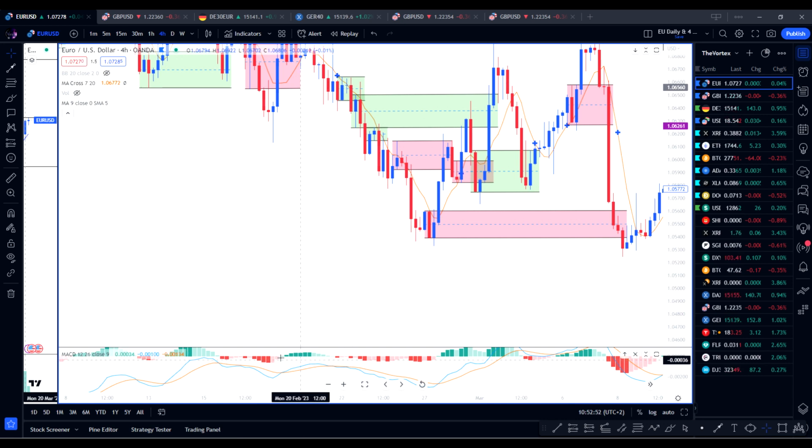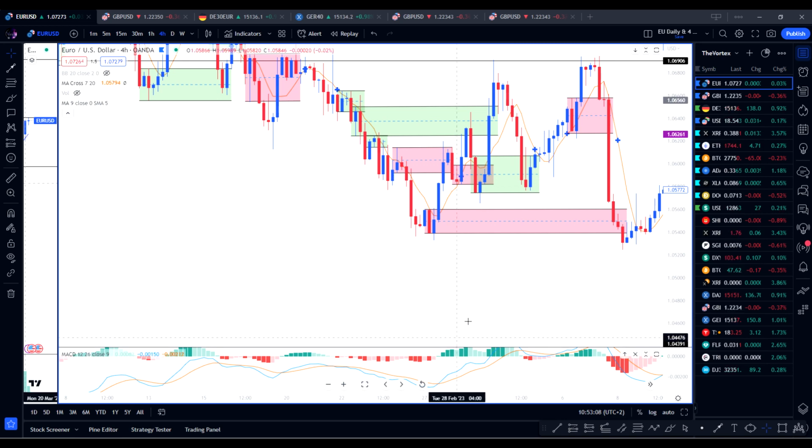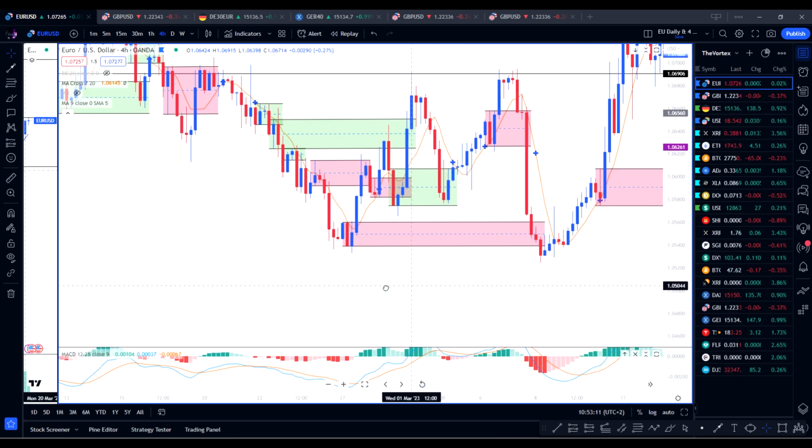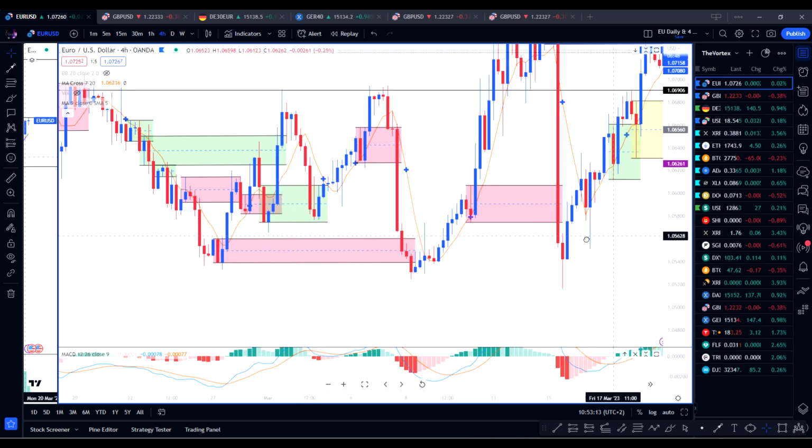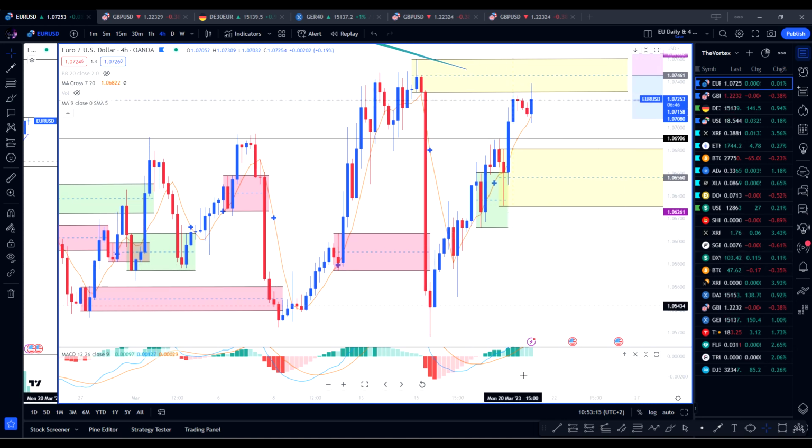I don't use the histogram as much for this particular strategy. I just like to see whether the moving averages are below the histogram or above the histogram, and what type of shape they are in. Have they just crossed? Are they open? Are they apart? Are they trending very close together? These things all matter to me, and I like to just see what they are doing.